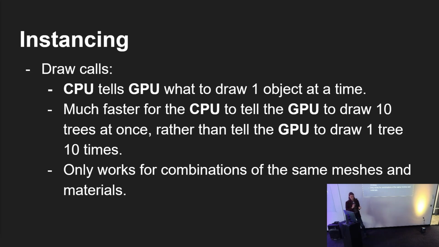So, moving on to instancing. Now, instancing is a similar idea. What we're trying to do is reduce draw calls. We're trying to reduce the information sent from the CPU to the GPU.